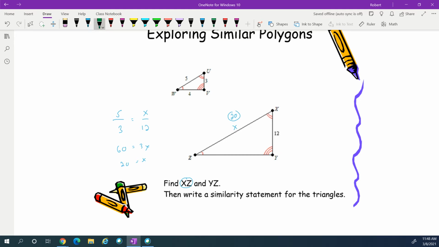Now for yz, we'll give it a different variable, maybe y. And I have to use that side y with another side from that triangle. I could use the 20 or the 12. It doesn't matter, as long as I use the corresponding parts from the smaller triangle. So for example, I might do y over 12. The y corresponds to the 4 in the numerator. The 12 corresponds to the 3. And when we cross multiply, we're going to get 16.